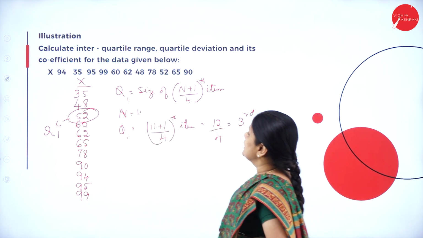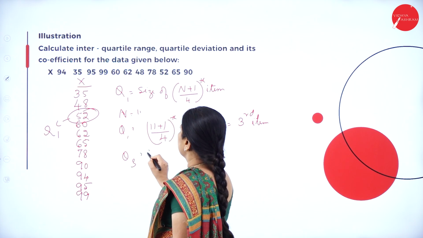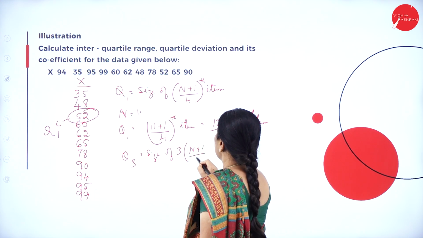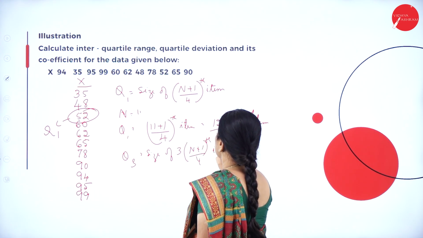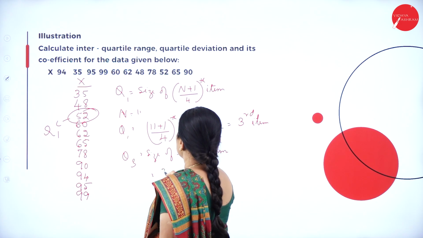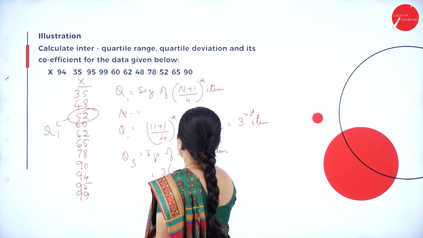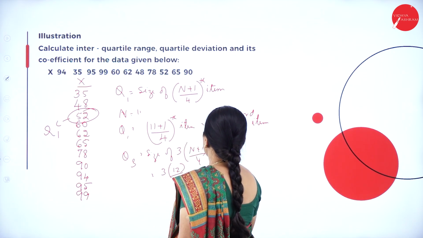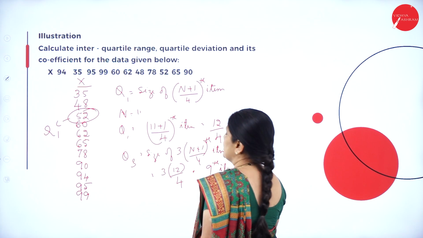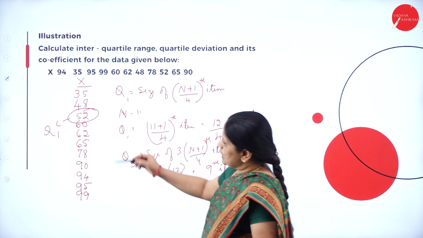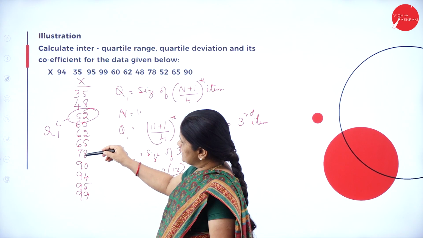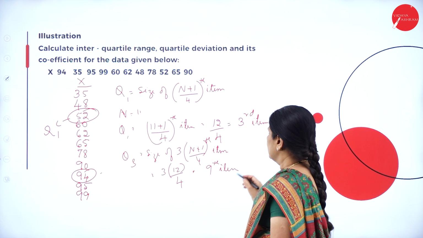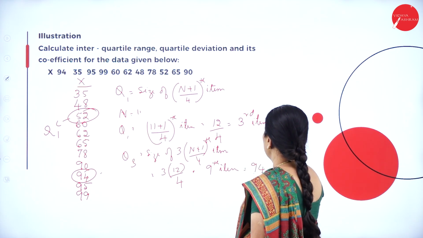Now, I have to find Q3. So, Q3 will be the size of 3 into n plus 1 by 4th item. So, this will be equal to 3 into 12 by 4, which is the 9th item. So, what is the 9th item here? I have to count 1, 2, 3, 4, 5, 6, 7, 8, 9. So, 9th item is 94. So, that is equal to 94.